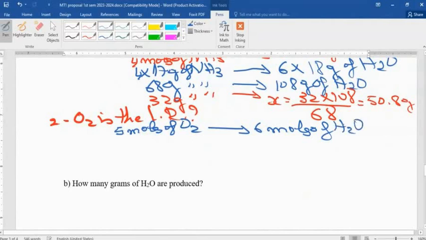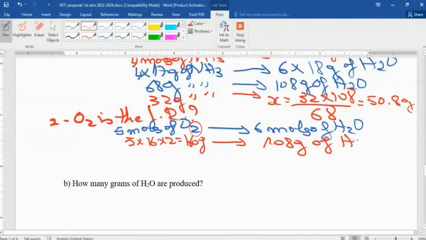Now things are getting easy. Why? Because I will convert the moles to grams. So what is the mass of 5 moles of oxygen gas? Be careful, here I have oxygen gas. It's not 16, it will be 32. So I have here 5 multiplied by 16 multiplied by 2, and I will get 160 grams. 160 grams of oxygen gas produce, what is the mass of 6 moles of water? I have already done it. It will be 108 grams of water.